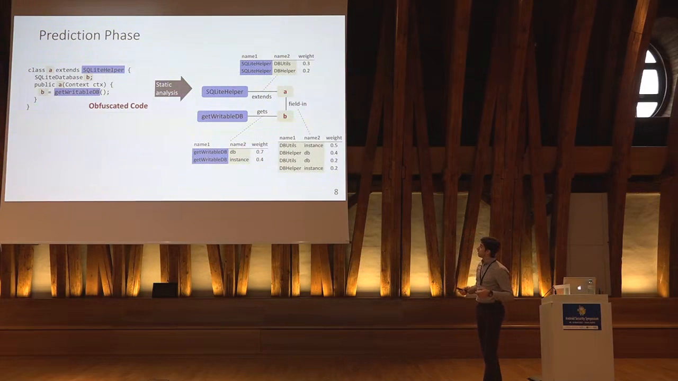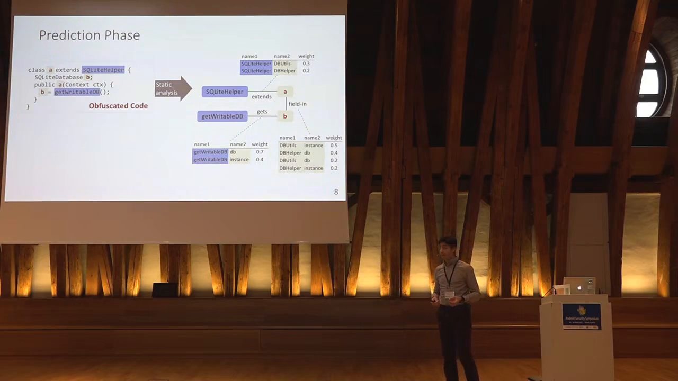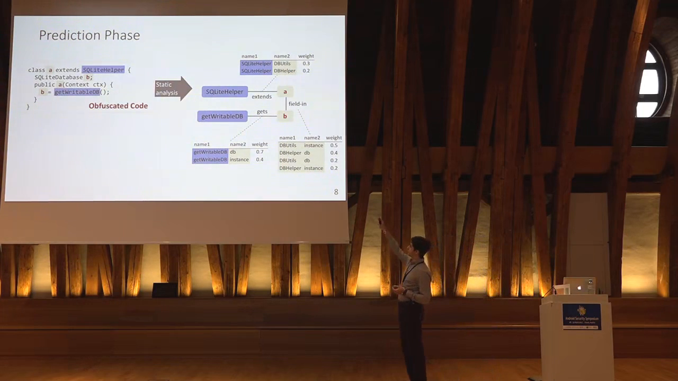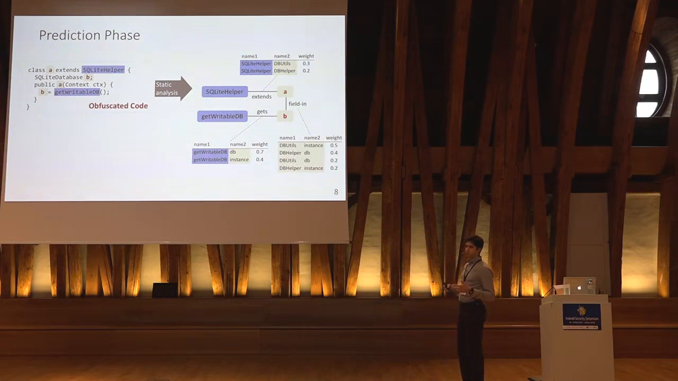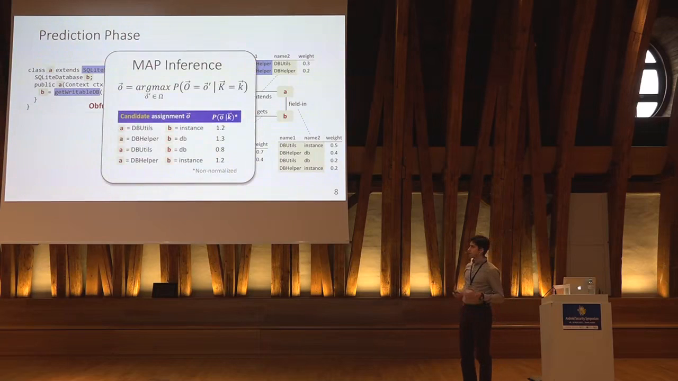Okay? Now these feature functions tell me what concrete names can be assigned to these program elements. For example, the class A can be called dbutils or dbhelper. Then the field B can be called either db or instance. And so you get a total of 4 possible combinations in this example of how we can deobfuscate that application. If I apply the equation that I showed a few slides ago, we can compute the exact probability score for each possible assignment of names to the program elements.